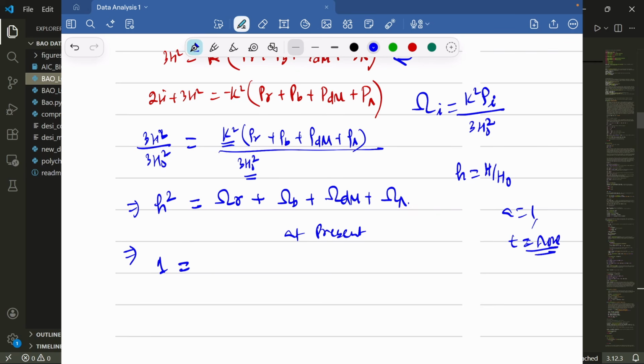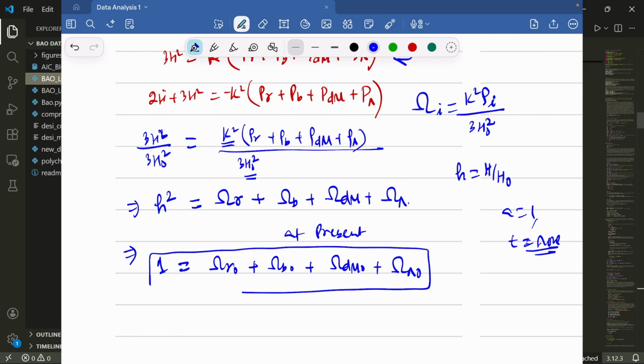Omega will become omega r0, omega b0, omega dm0, omega lambda0. Now since it is a constant, it will remain constant, because kappa square over 3H0 square is already constant, right? So these are the species that will play a very interesting role. This is the definition of this dimensionless variable. This is called fractional energy density. Now this is time dependent because rho i is time dependent.